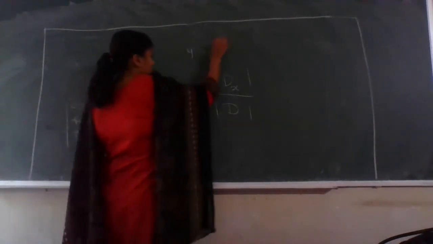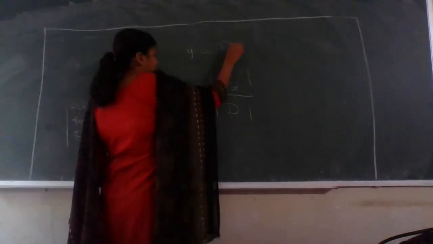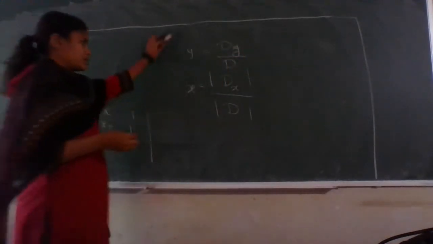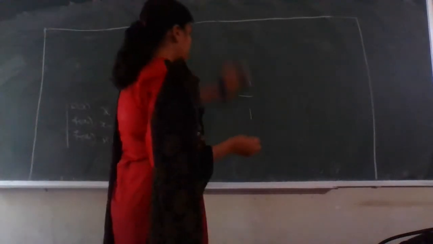How to find out y? Determinant dy divided by determinant d. Those who remember, in a very similar way here we have to find out the values of a0 and a1 instead of finding the values of x and y.